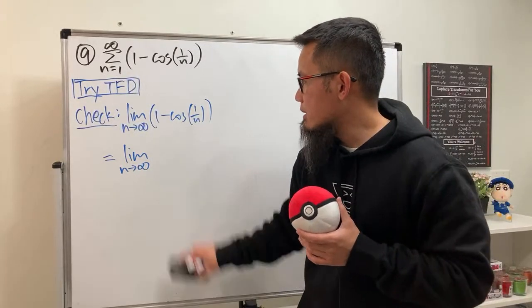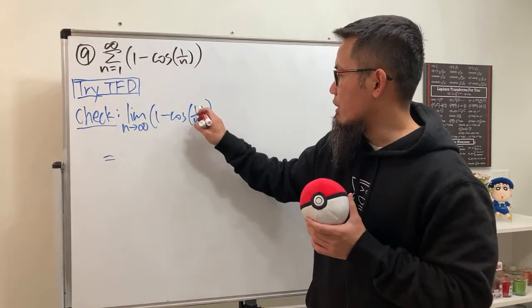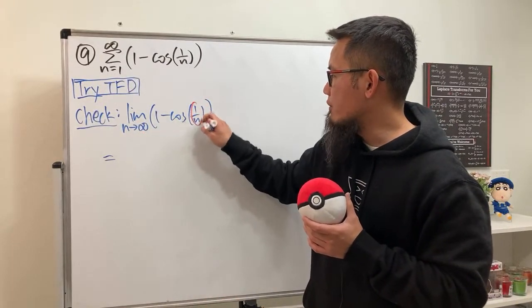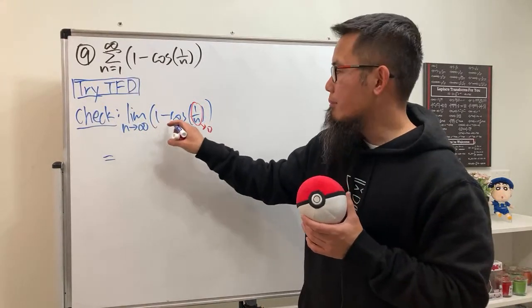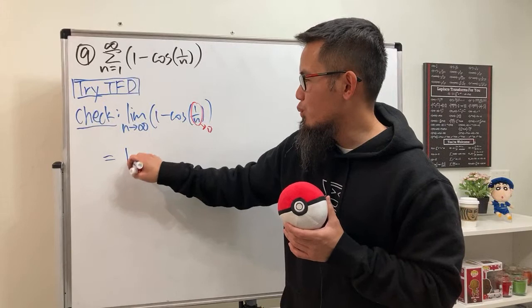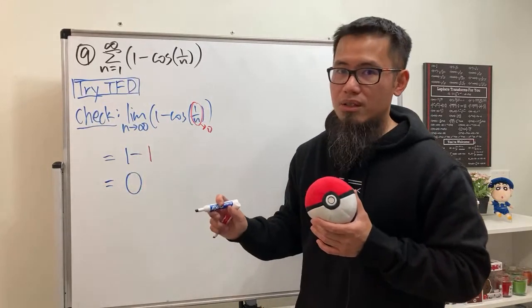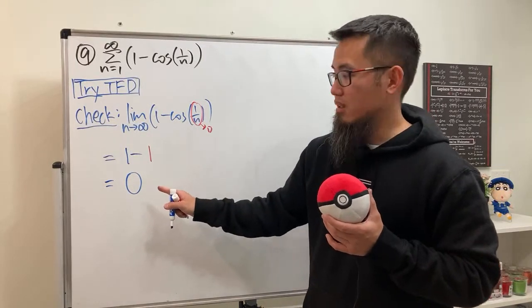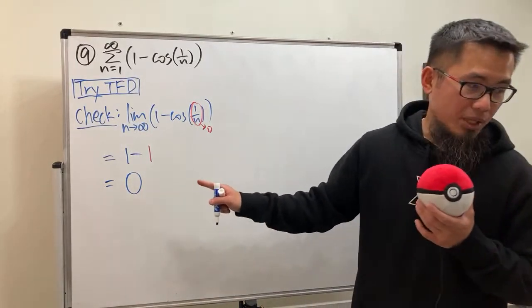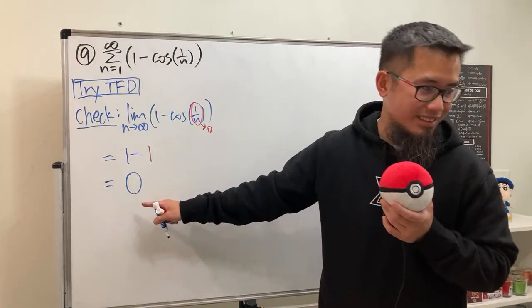Well, in fact, let me just do it like this. Have a look. When you put infinity in here, this is 1 over infinity, which goes to 0, so it becomes 1 minus cosine 0, which is 1 minus 1, which is actually 0. Does this 0 do us any good? Help me out. I forgot.